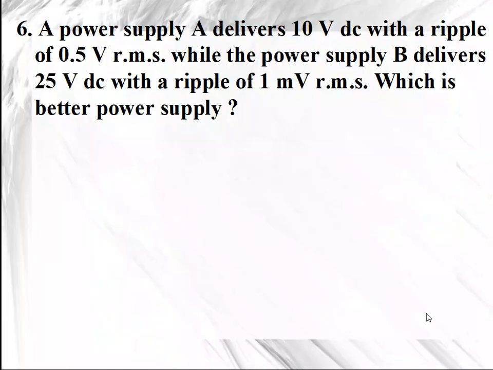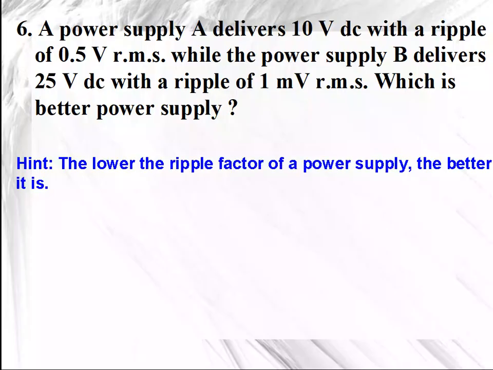So next question, this is the last discussion problems. The power supply delivers 10 volt DC with a ripple as this, which is the better power supply. So you have to make a comparison between the two, the power supply A and B, and which one is giving you the more outcome, that you have to find out. So what is the way of doing these things? The lower the ripple factor of a power supply, then the efficiency is better and the noise is less, means it is a better power supply, right?